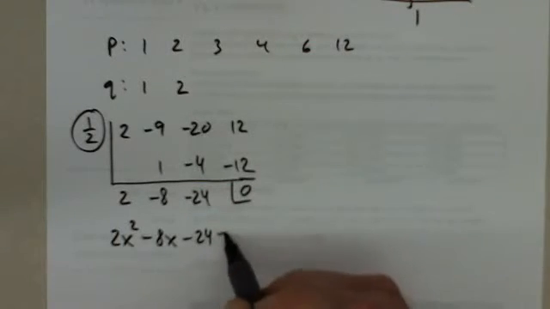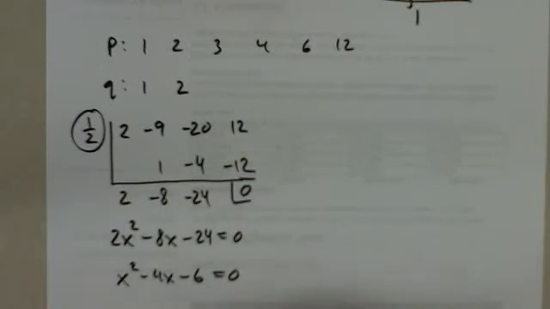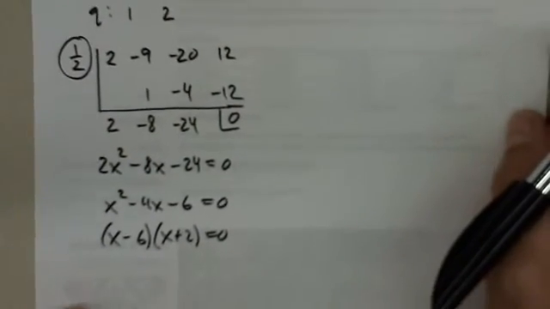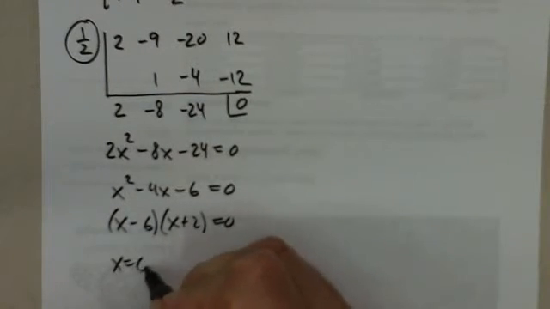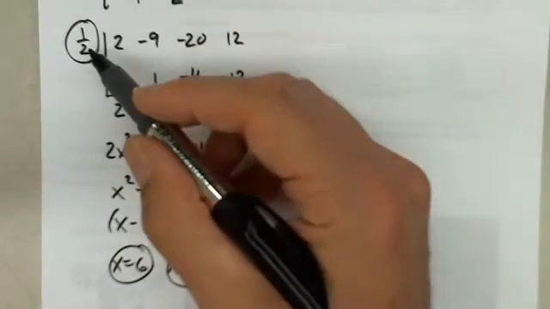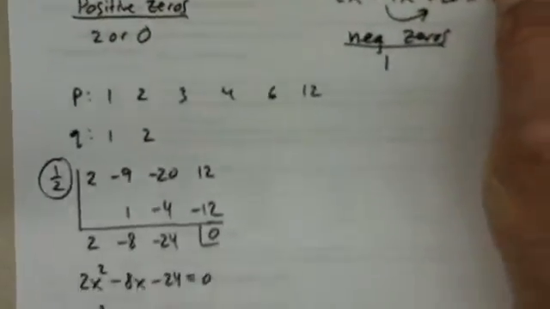We can find out the zeros here. Let's divide everything by 2. And then we can factor that. And we get 6 and -2. So we have 6, -2, and 1/2. We have 3 zeros, and it's third degree, so we know we found all of them.